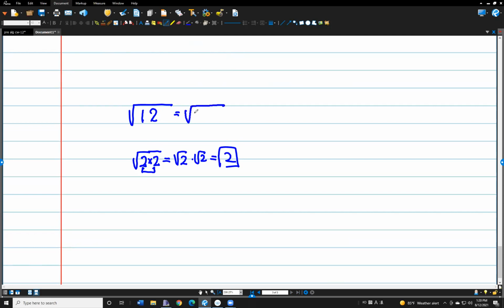12 is what? 2 times 2 times 3. These two numbers are equal. The square root of 2 times the square root of 2 is 2, right? So that moves out. So 2 radical 3 is the simplest form. The idea is that perfect squares cannot stay inside the radical, they must move out.